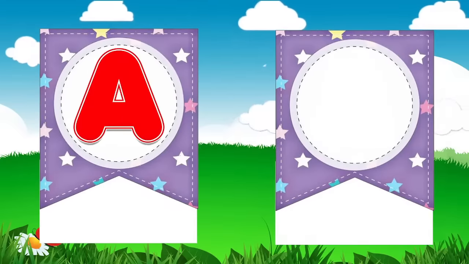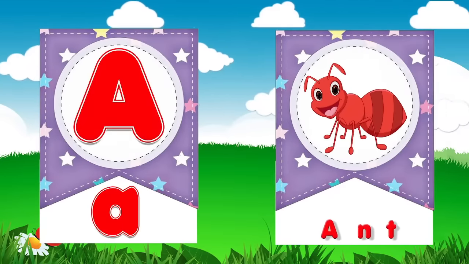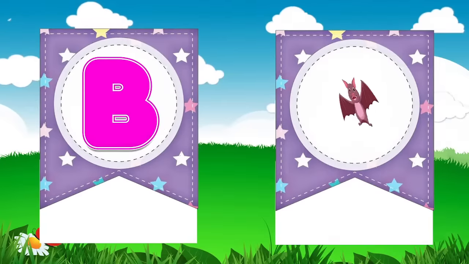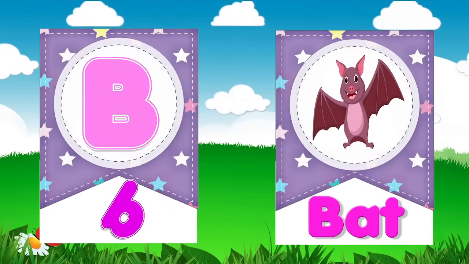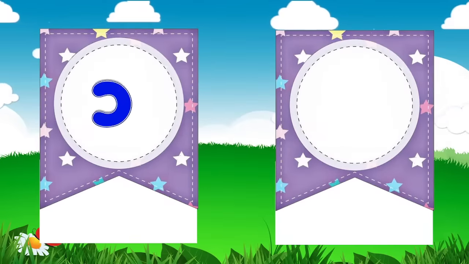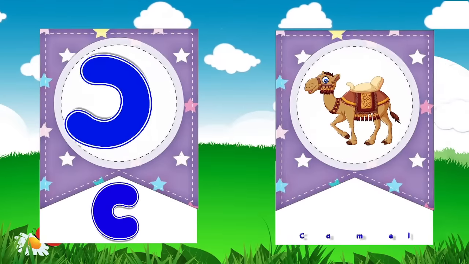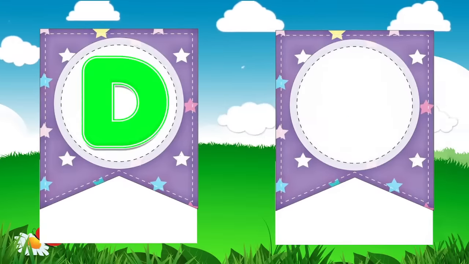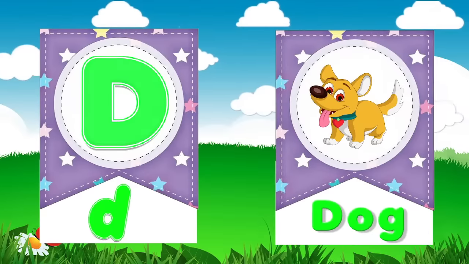Song. A is for ant, a, a, ant. B is for bat, b, b, bat. C is for camel, c, c, camel. D is for dog, d, d, dog.